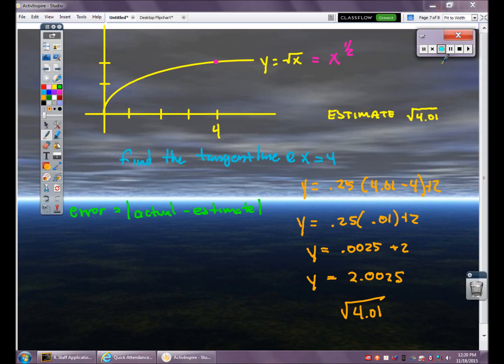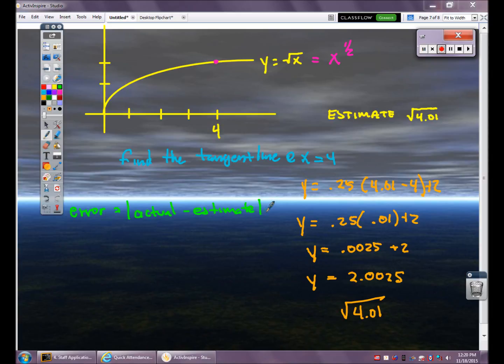So what I've done, instead of evaluating the square root of 4.01 on the curve, I evaluated it using a tangent line, because evaluating with a line is much easier than evaluating with the square root function. All I did was plug in the rate of change for m and look at the change in x from 4.01 to 4, and then added 2 from the y1 value. Worked all that out, and I have a good estimate.